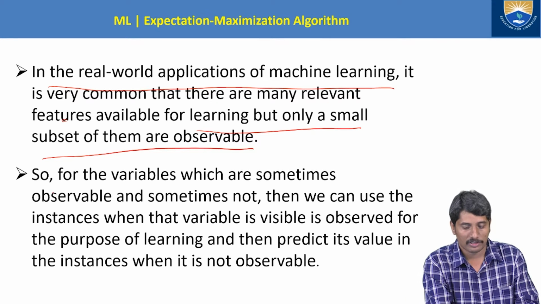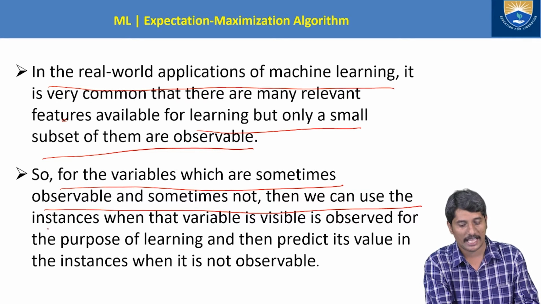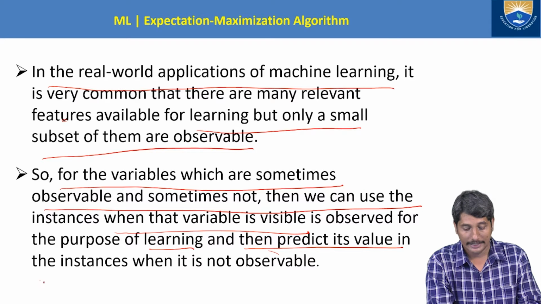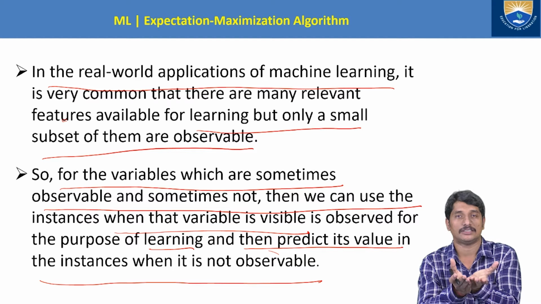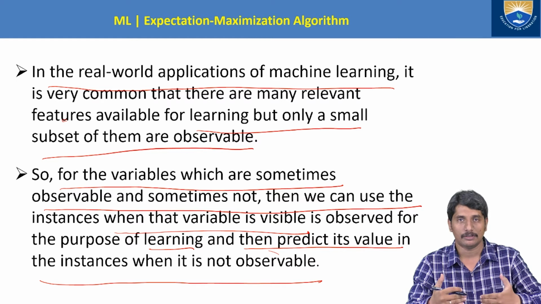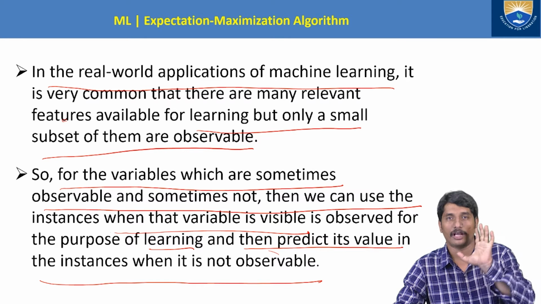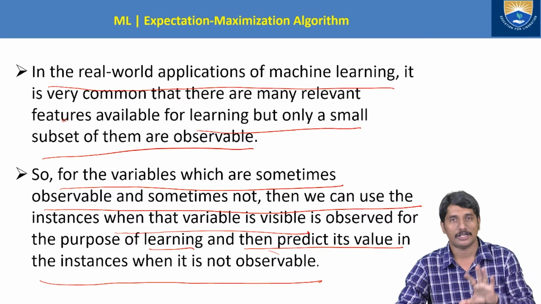So, for the variables which are sometimes observable and sometimes not, we can use the instances when that variable is visible, is observed, for the purpose of learning, and then predict its value in the instance when it is not observed. That means, just as in the previous paragraph, some features are observed or perceived and some features are not observed. In a photograph, you may be able to watch certain parts, but some parts are not visible. This is what you can understand.